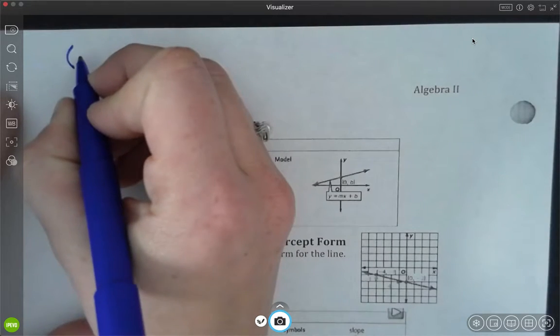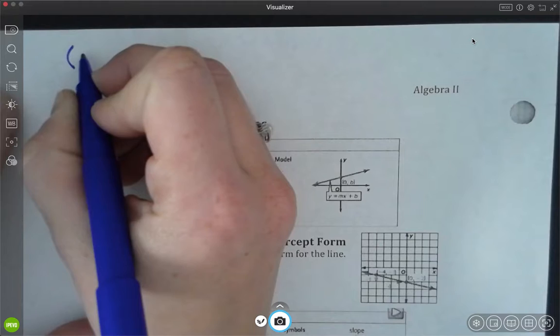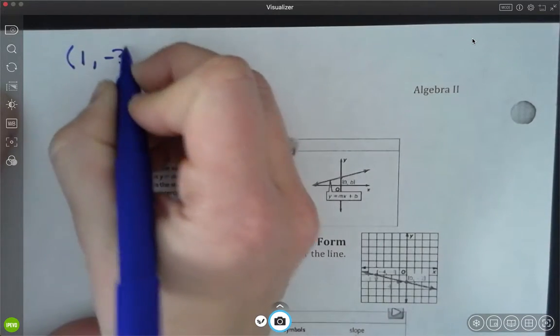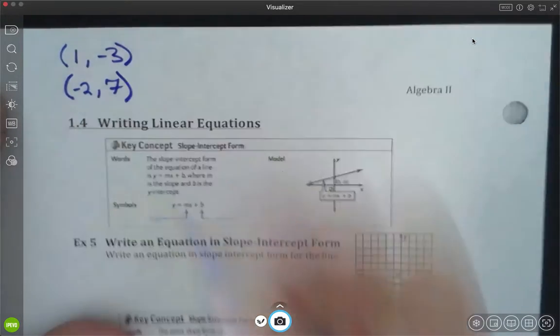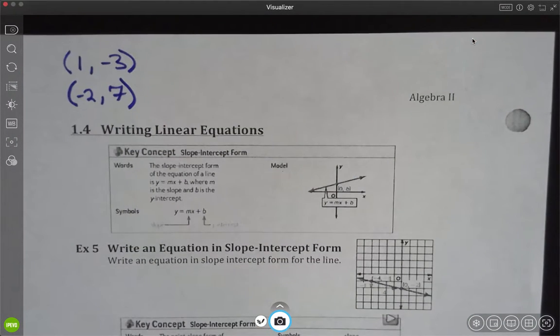X2 is 1, and Y2 is -3. The points are 1, -3, and -2, 7. Okay, so what I want you to do first right now is find me the slope between those 2 points. How do you do it?